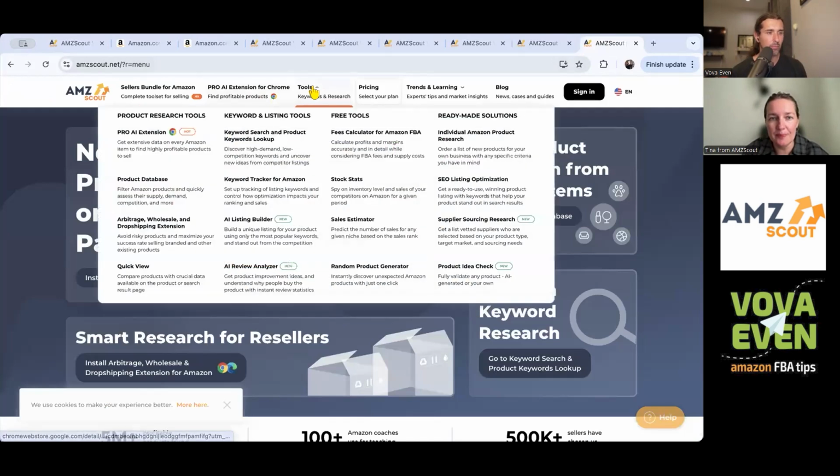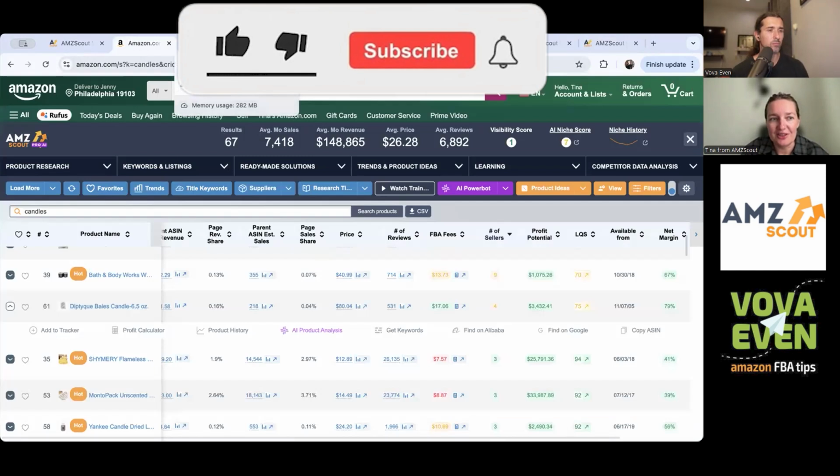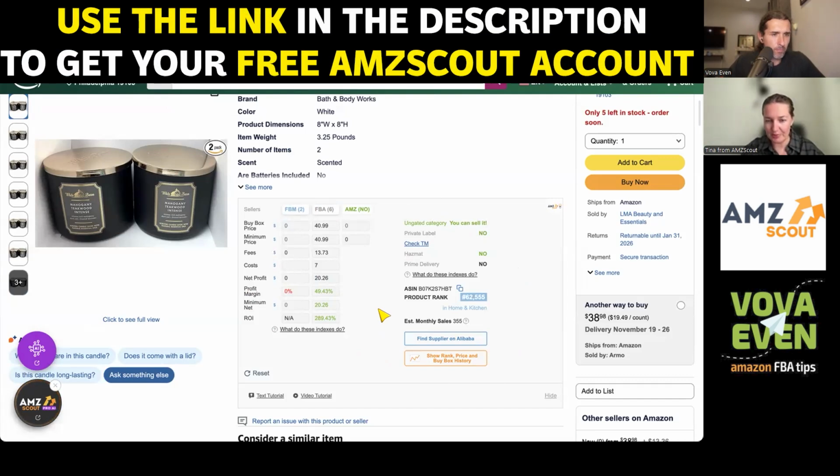So in this tool section, under the product database, you see the arbitrage, wholesale, and dropshipping extension. I've already installed it, so you can just click on it. You'll get to the Chrome store and install it. I think, yeah, it's easy. Sorry, that's the Pro extension. That's the extension I'm talking about: the online arbitrage, wholesale, and dropshipping extension.